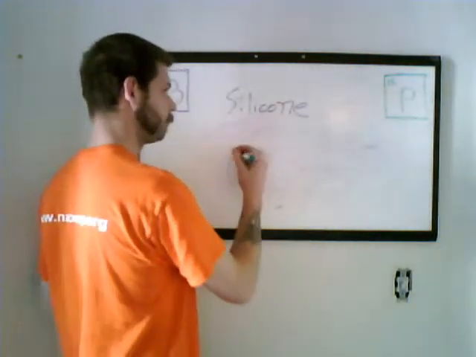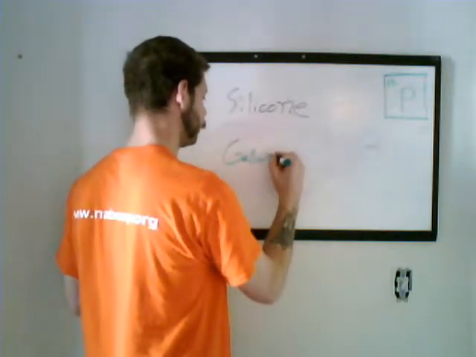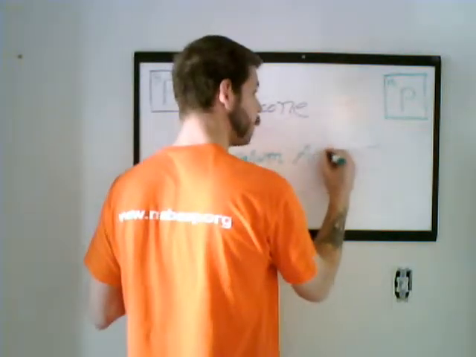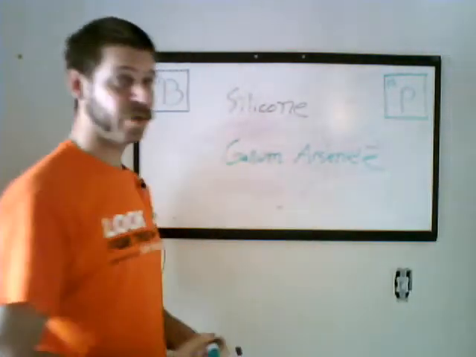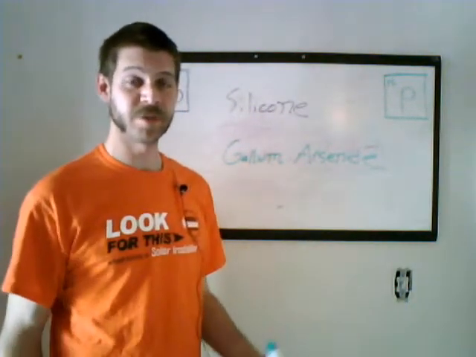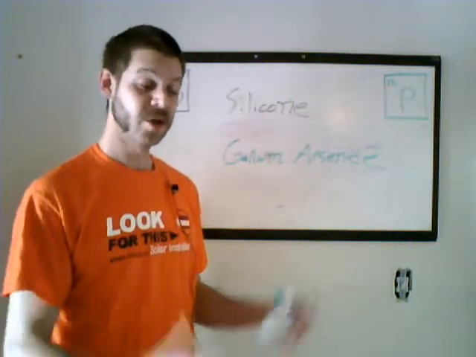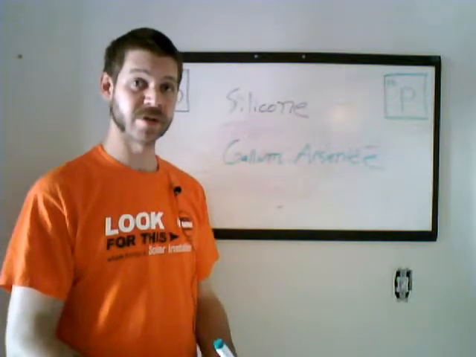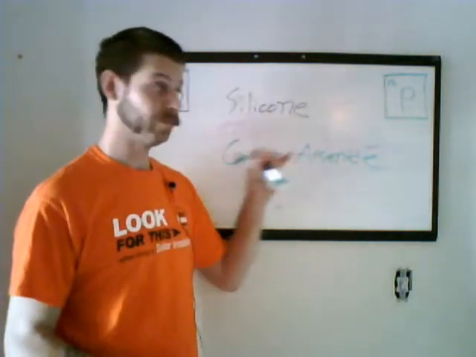Write it down for you. Gallium arsenide. That's a much more efficient PV cell. They use them on space shuttles. They use them in that concentrated solar panel, where they concentrate with the lens that we talked about earlier. They use a very efficient PV cell.